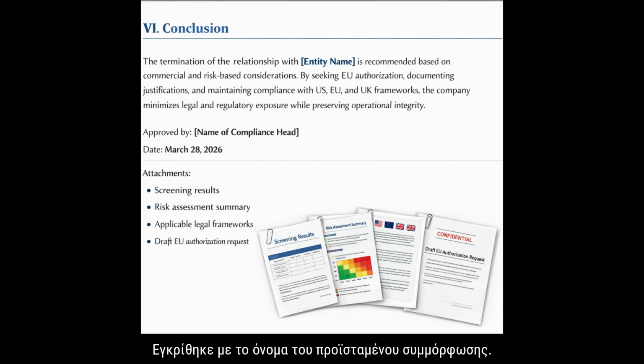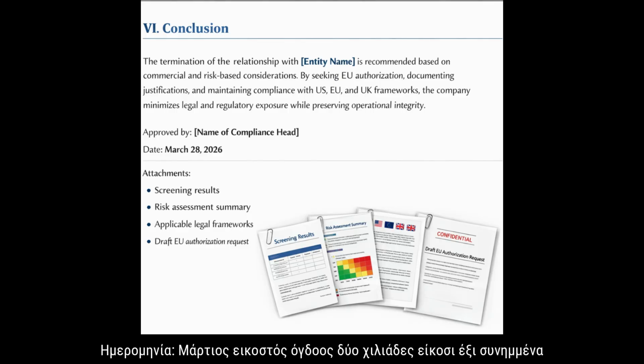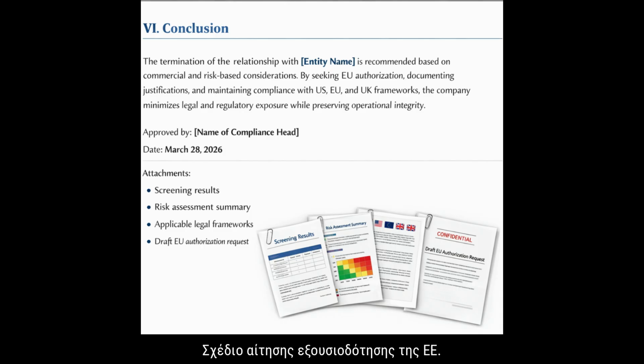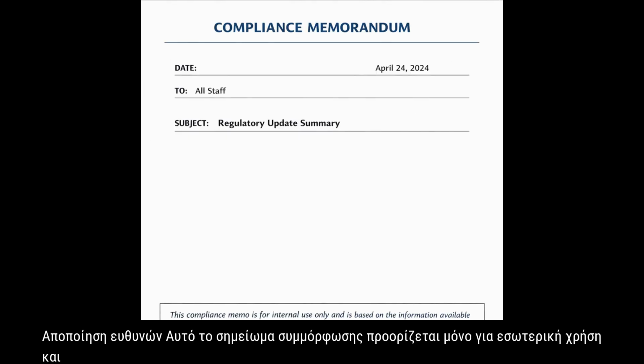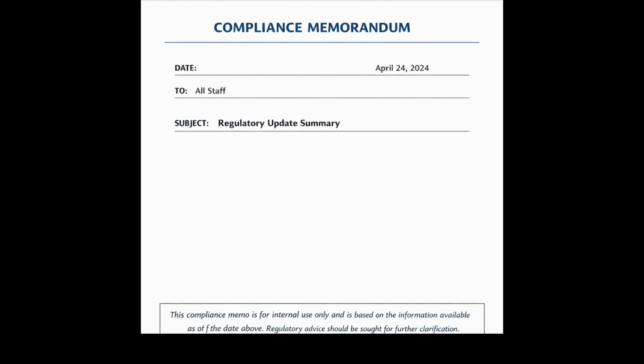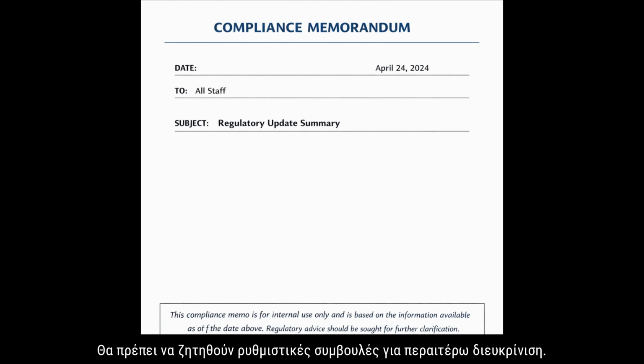Approved by: Name of Compliance Head. Date: March 28, 2026. Attachments: screening results, risk assessment summary, applicable legal frameworks, draft EU authorization request. Disclaimer: this compliance memo is for internal use only and is based on the information available as of the date above. Regulatory advice should be sought for further clarification.